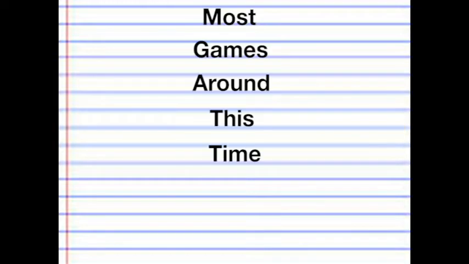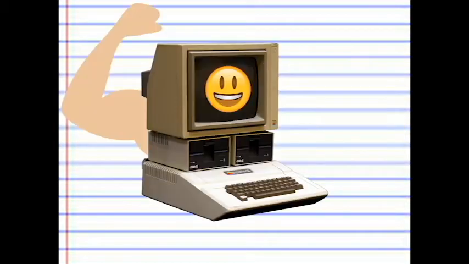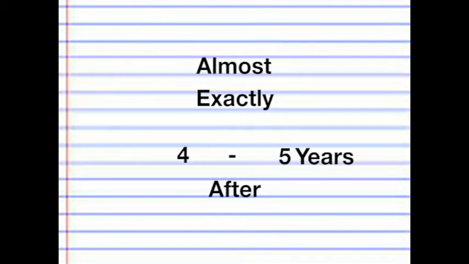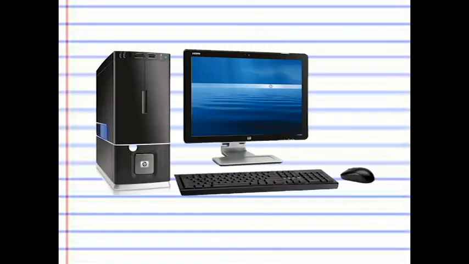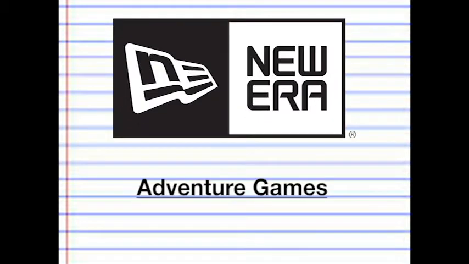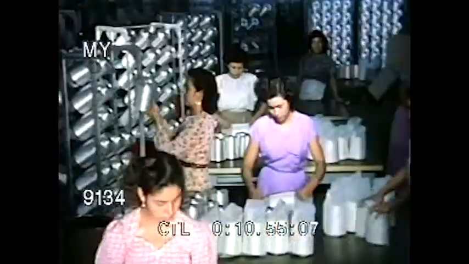Most games around this time were released on home computers, as the game systems at the time were not nearly as powerful. Almost exactly 4 to 5 years after their previous consoles, the Xbox 360 and the PlayStation 3 were the most powerful consoles the world had ever seen. Still not comparable to the PC, the consoles brought a new era of adventure games. With more powerful hardware available, the game companies were able to produce more content-rich games at a higher quality than they had ever been able to do before.